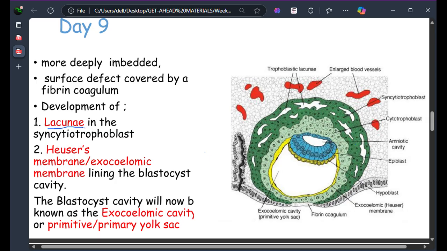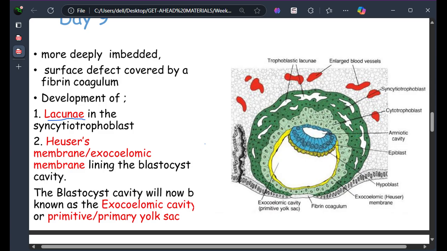Depending on which literature you read, some will say that this exocoelomic membrane is produced by the cells of the hypoblast. Some will say that some of the hypoblast cells themselves will migrate, line this exocoelomic cavity, and produce the extra membrane. But I don't think that is of particular importance. Just know what it is. In this case, we're calling it the Heuser's or the exocoelomic membrane.